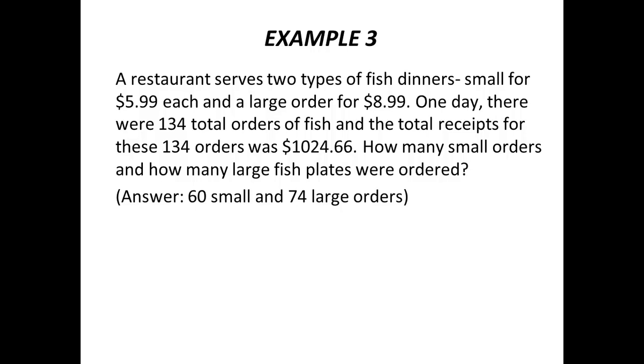Setting up a system for this in a similar fashion as we did in the previous example will give us our solution. The two equations that we can use are S plus L equals 134 and 5.99S plus 8.99L equals 1024.66, where S is the variable that we use for the number of small fish dinners and L represents the variable for the number of large fish dinners.